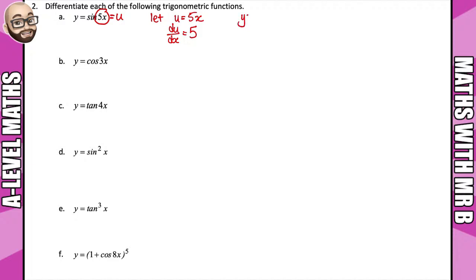So y is now equal to sine of u, dy by du. So we said if we differentiate sine of x, we got cos x. So if we differentiate sine u, we get cos u. So if we multiply those two things together to get dy dx, we're going to get 5 cos u, which equals 5 cos 5x.